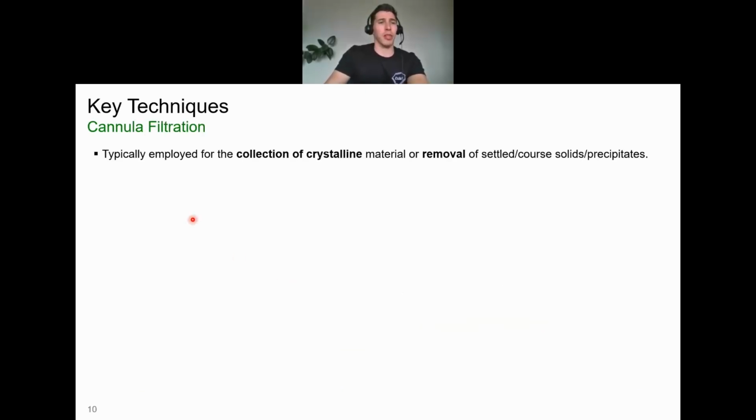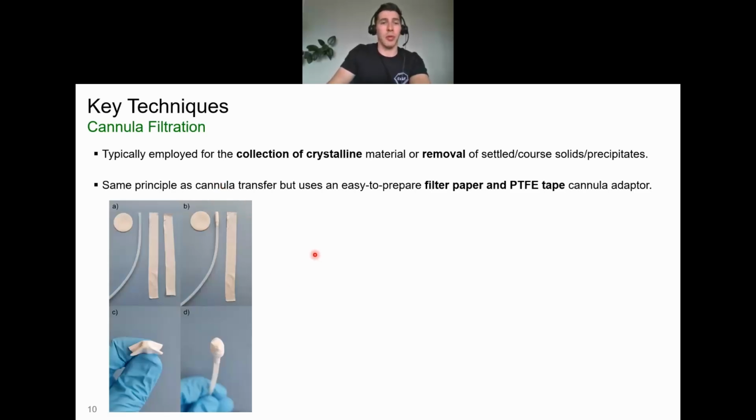So going back to our cannula transfers, another key technique is the cannula filtration. We use this when we want to collect crystalline material, or if we want to remove a solid or precipitate that settles nicely to the bottom of the flask, or is coarse enough that we're not going to run the risk of clogging our cannula filter. Again, this relies on the same principle, but these cannula filters you often construct yourself. You can get similar things that you can buy in a tub and simply stick to the end of an appropriately sized cannula.